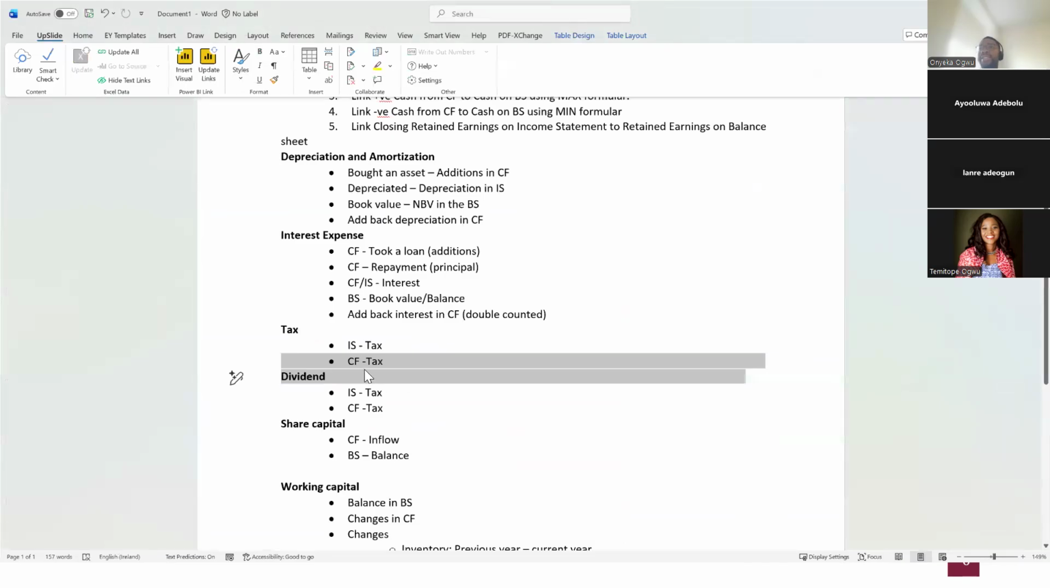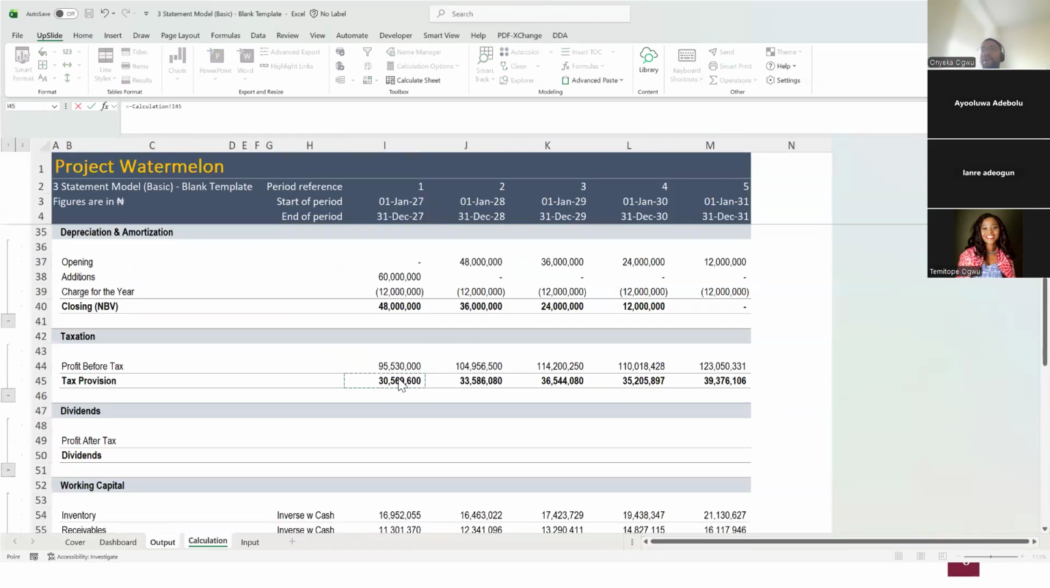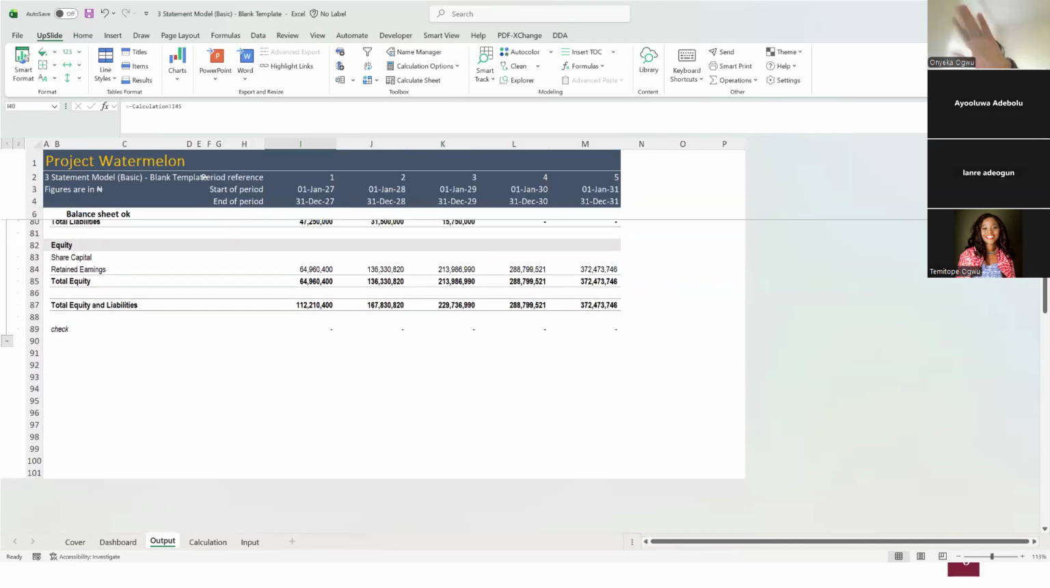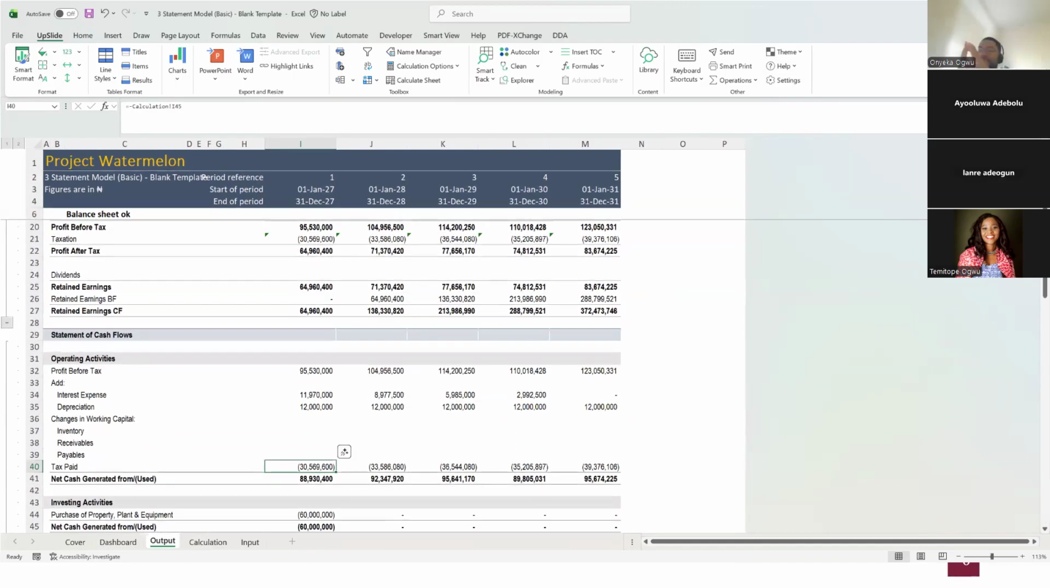The next place we should put tax is our cash flow statement. Tax paid, we have to put our tax. When we're paying tax, is money coming in or going out? Going out, so that will be negative for tax. Now we have done tax, and you can see everything balances. It's following this step by step process that makes it worth it.